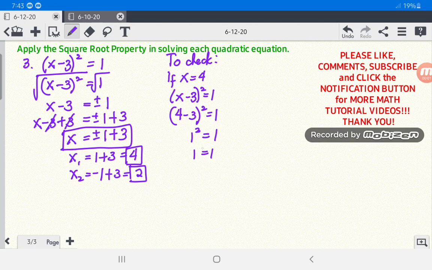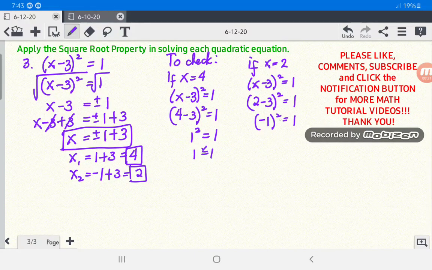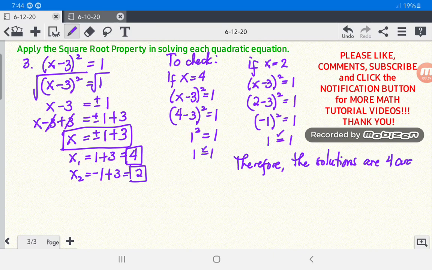Equals. Check. Then if x is equal to 2, again, using the original equation, we have x minus 3 squared is equal to 1. Then substitute, we have 2 minus 3 squared equals 1. 2 minus 3, that is negative 1 squared equals 1. Negative 1 squared, that is positive 1 equals 1. So check. Both values of x satisfy the given equation. Therefore, the solutions are 4 and 2. Positive 4 and 2.